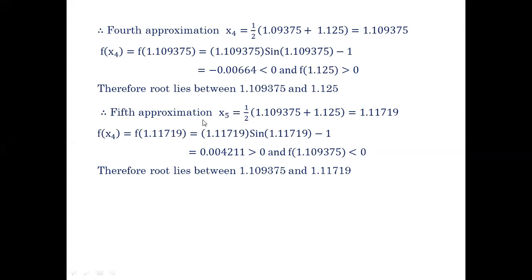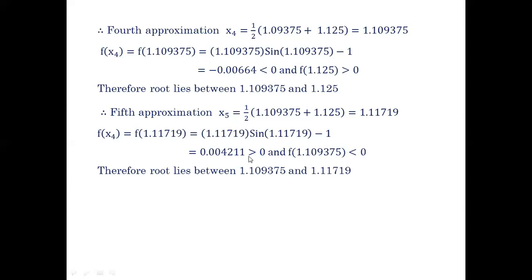Therefore, the fifth approximation is x5 equals 1 by 2 into 1.10935 plus 1.125, which is equal to 1.11719. Find out f of x5. x5 is 1.11719, which is equal to x sin x minus 1. So x is 1.11719 into sine of 1.11719 minus 1, which is equal to 0.004211, greater than 0. You take the negative value, you see that this value of f is negative. Therefore, f of 1.10935 is less than 0.